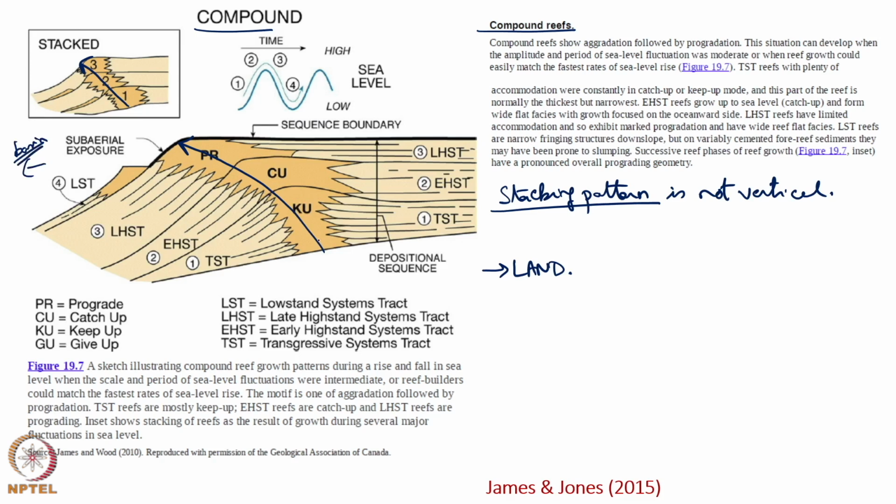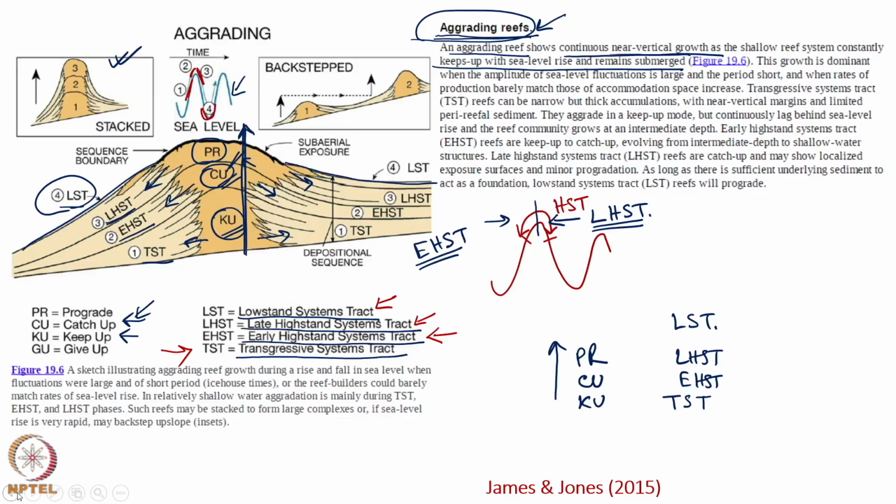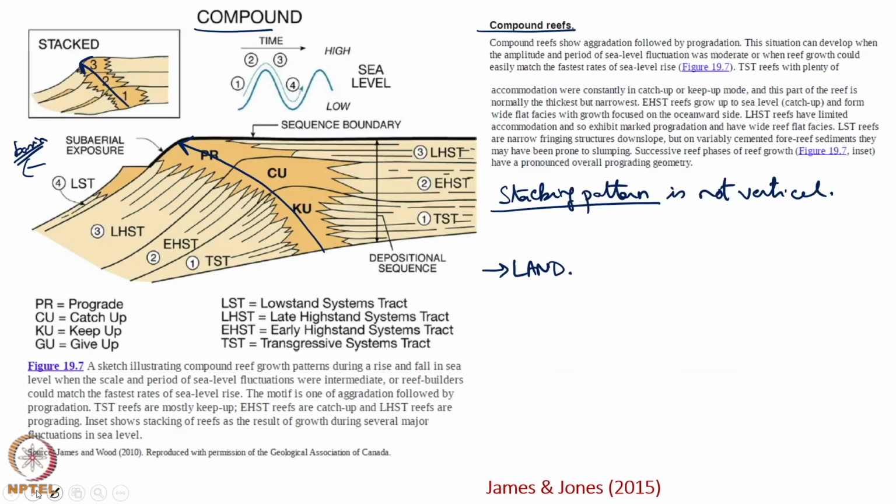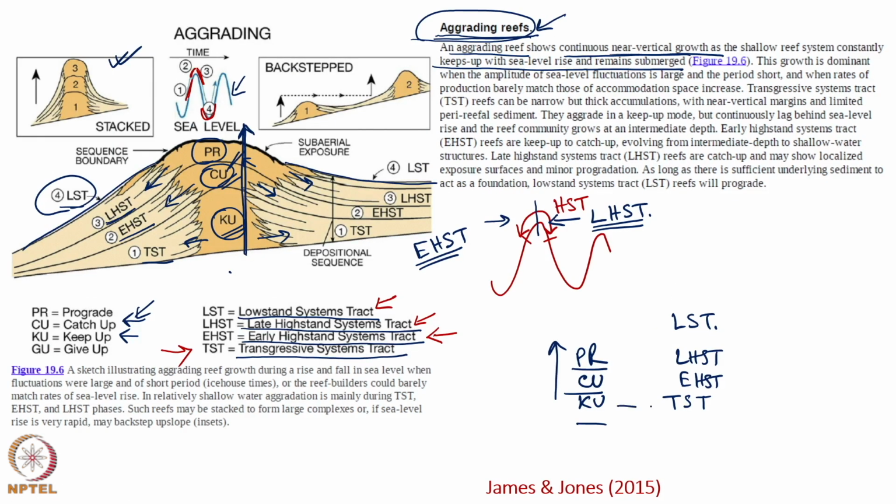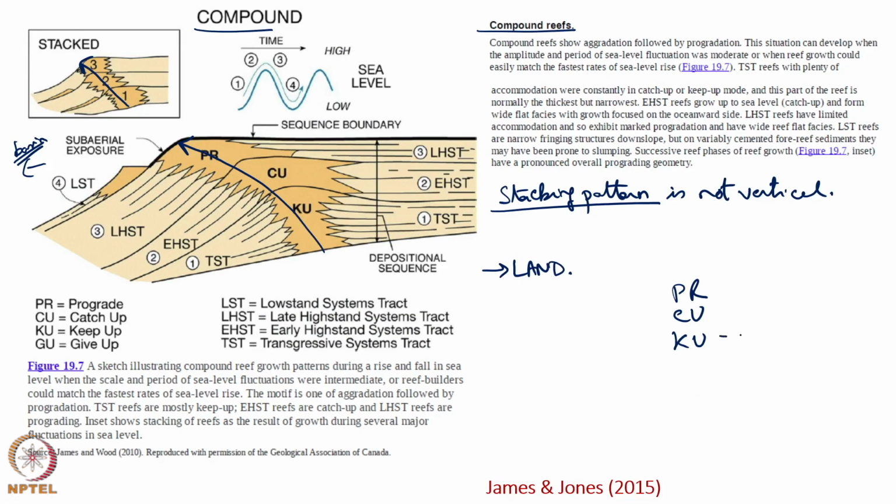So, the stacking gets tilted and it goes towards the basinward direction. As in this case, KU followed by CU followed by PR, same thing happens here, KU followed by CU followed by PR. As in this case, KU and TST, CU and EHST, PR and LHST, same thing happens here, KU and TST, CU and EHST, PR and LHST.